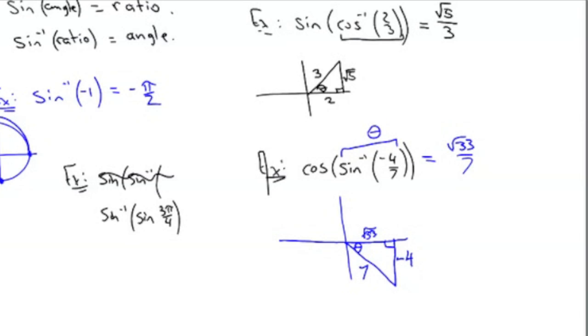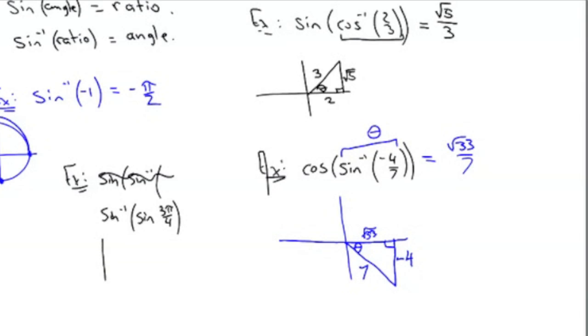What quadrant is 3 pi over 4? It's in the second quadrant. But sine inverse is not defined in the second quadrant. So this angle that we're going to get spit out of here, remember this is an angle. Sine of an angle is a ratio. Sine inverse of the ratio is going to give you a first quadrant or a fourth quadrant angle. So it doesn't work? Well, it's going to work, but we have to be careful.